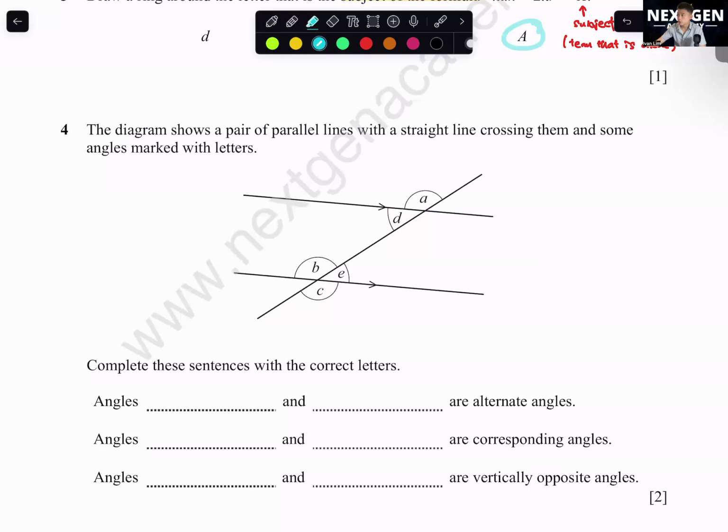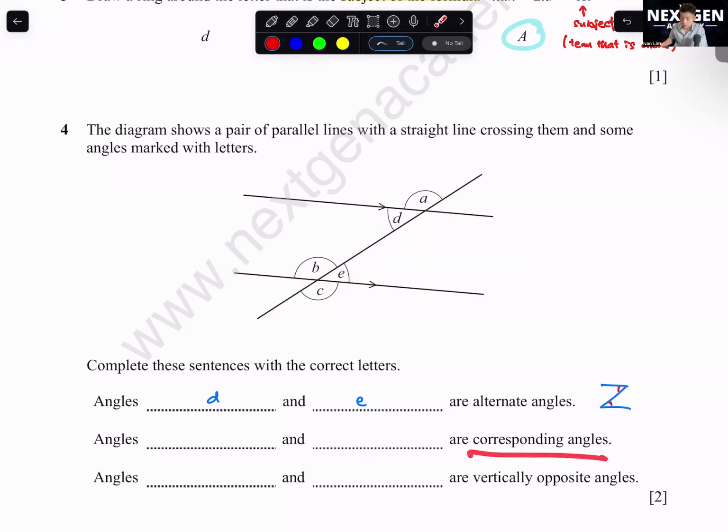Which two angles make a Z shape? Like that, right? D and E. So we can say D and E. The Z shape can be opposite also, like that also can. So it goes both ways.